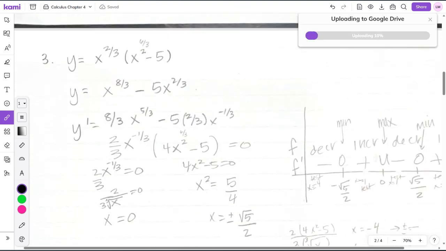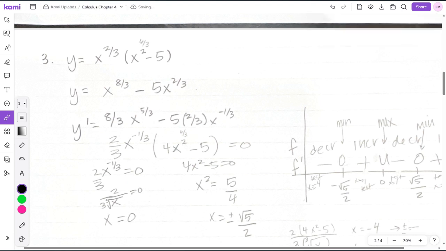Number 3 said, part B said, confirm your conclusions with a graphing utility. We don't need to do that. Find critical points, domain endpoints, and extreme values. They didn't give me a domain, so I don't have to worry about that. They didn't give me something with domain restrictions, so I don't have to worry about that. And they want absolute and local extreme values. So I took the first derivative and set it equal to 0.